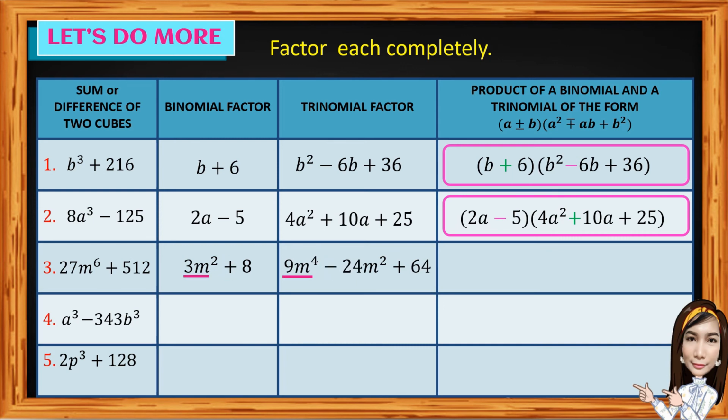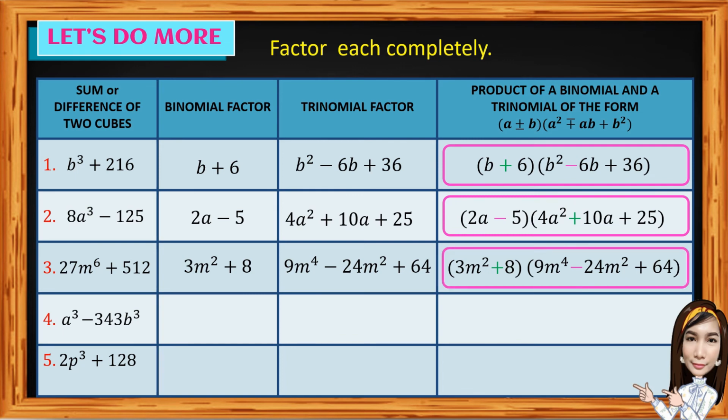Square the first term, the quantity of 3m squared, that is 9m to the 4th. Then multiply the first and the last, 3m squared times 8, that is 24m squared. Then square the last term, 8 squared, 8 times 8, we have 64. So the factored form is the quantity of 3m squared plus 8 times the quantity of 9m to the 4th minus 24m squared plus 64.